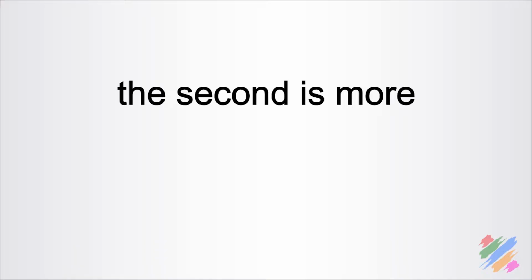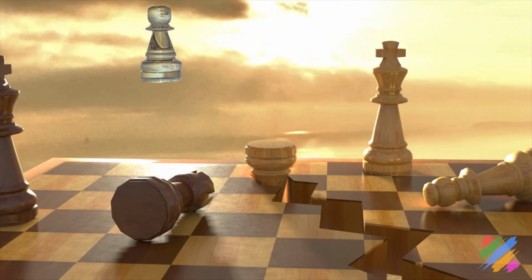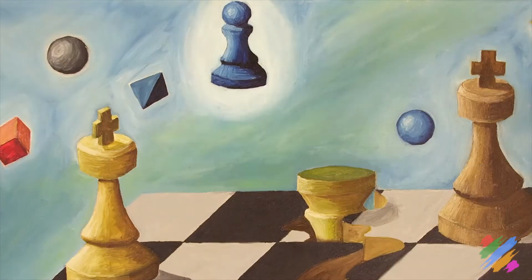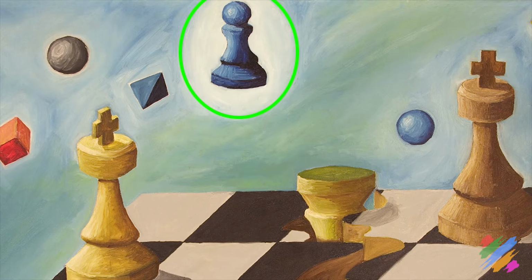The second is more practical. By positioning the sun right behind the pawn and blurring it, I can recreate the aura that we can see surrounding it in the original scene.